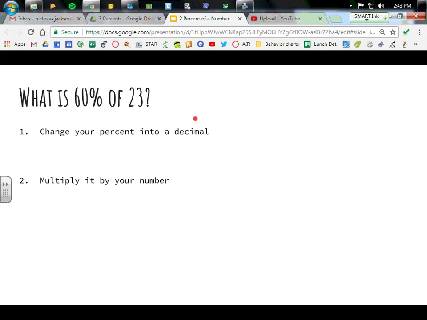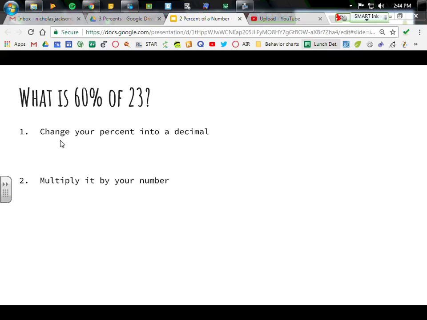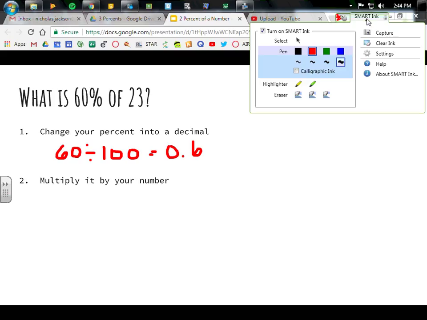Well, with any problem where you're finding the percent of the number, first you change your percent to a decimal. We do this by dividing it by 100. So 60 divided by 100 is going to be 0.6. So let me just jot that down here for you. So 60 divided by 100 will equal 0.6. I'm going to go ahead and make my pen size a little bit thinner.